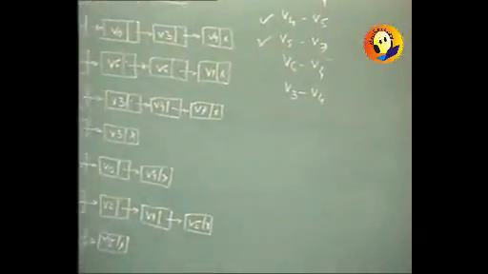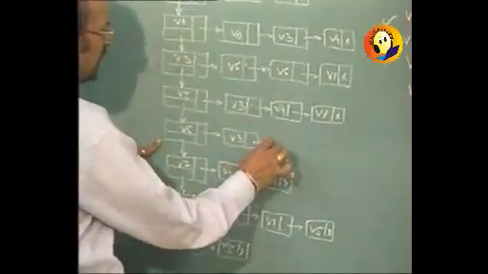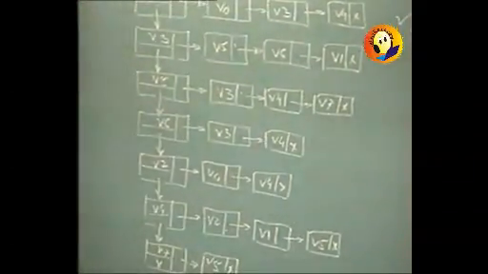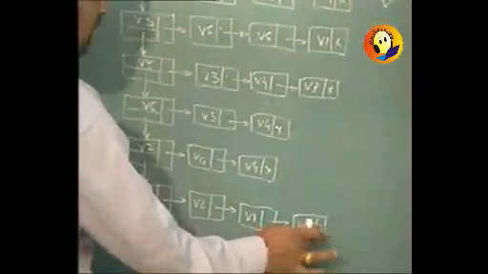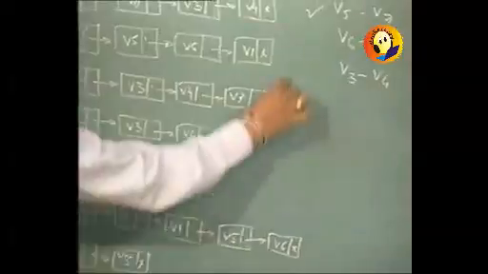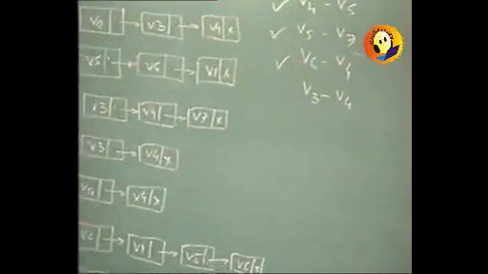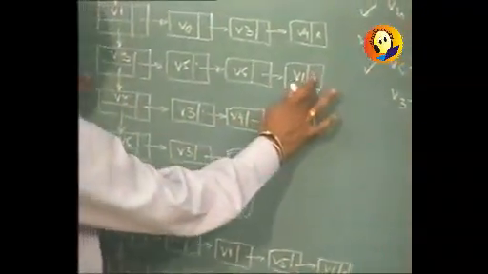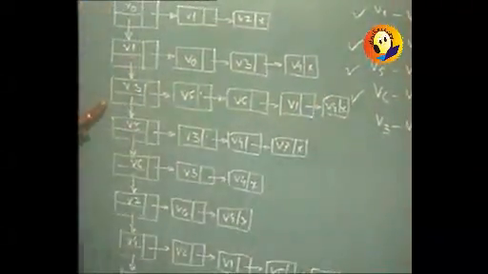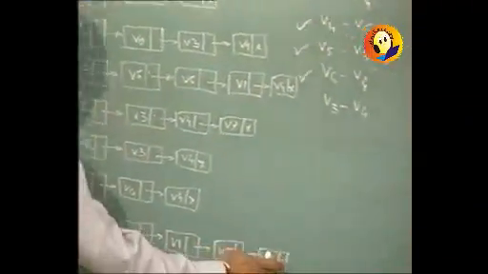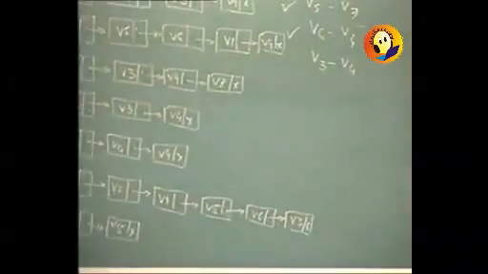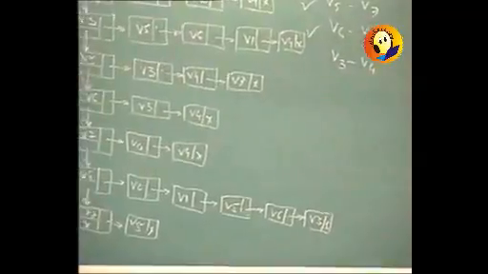V6, V4: search for V6, append its next by V4. Search for V4, append its next by V6. And then V3, V4: search for V3, append its next by V4. And search for V4, append its next by V3. And then you can check the degree.